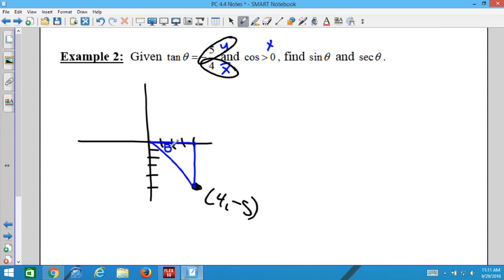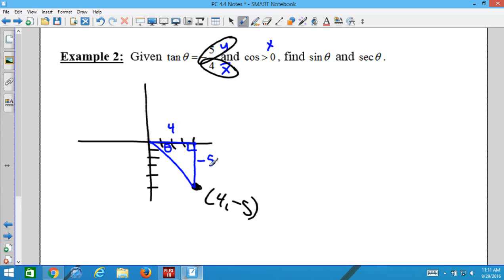Some of us had our triangles in the right quadrant, but the wrong spot. So cosine is greater than 0, which is x. So I'm looking at these two numbers, y over x. X has to be positive. So there's only one negative sign, it's got to go with the 5. So then I go on my graph, I go 4 on the x, and I go down 5 on the y.